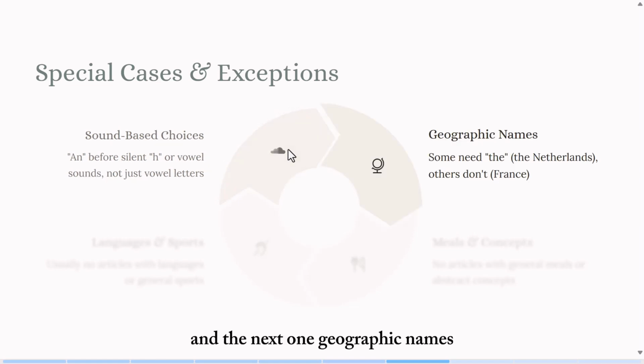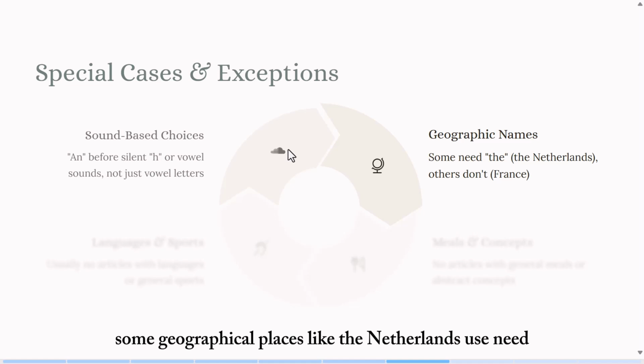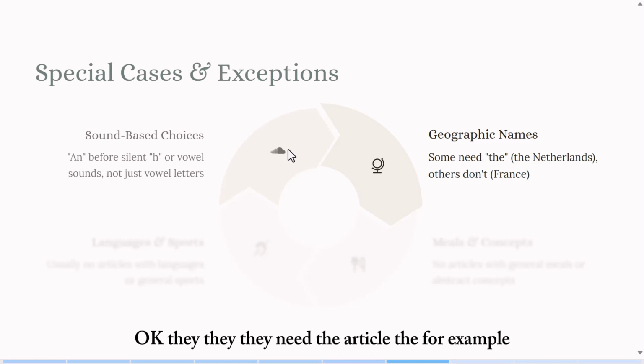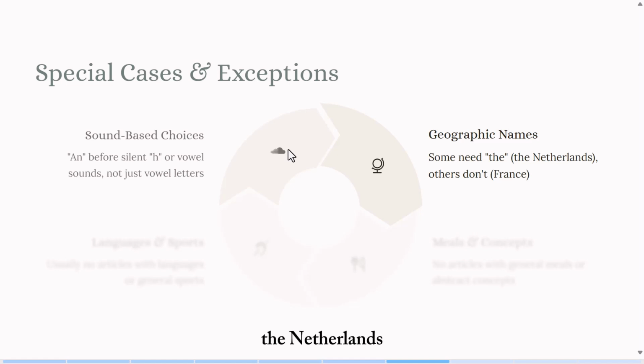And the next one, geographic names. Some geographical places, like the Netherlands, need the article the. For example, the Netherlands. But for all of them, we do not use the. For example, for France, we do not say the France, we say France.